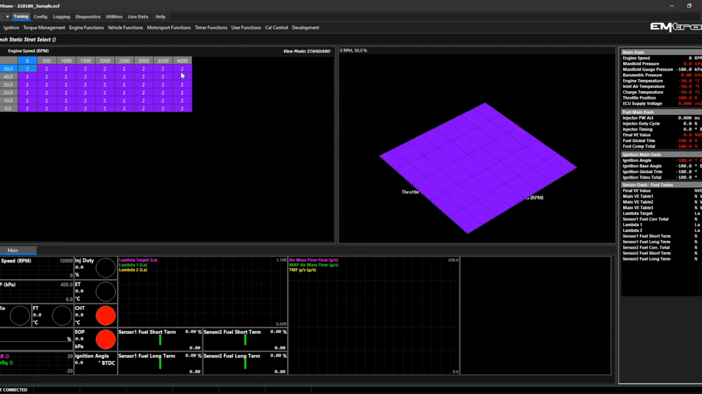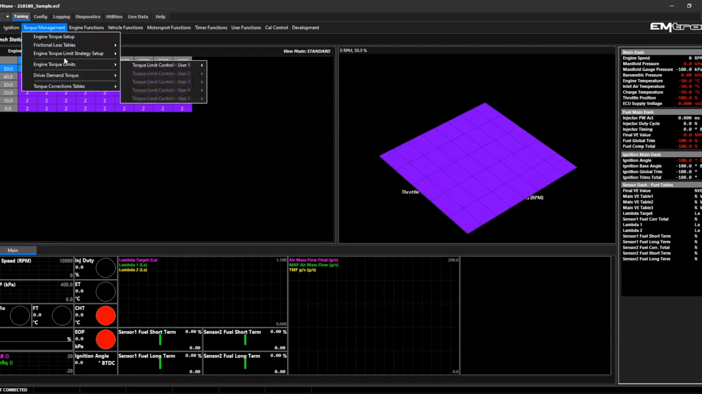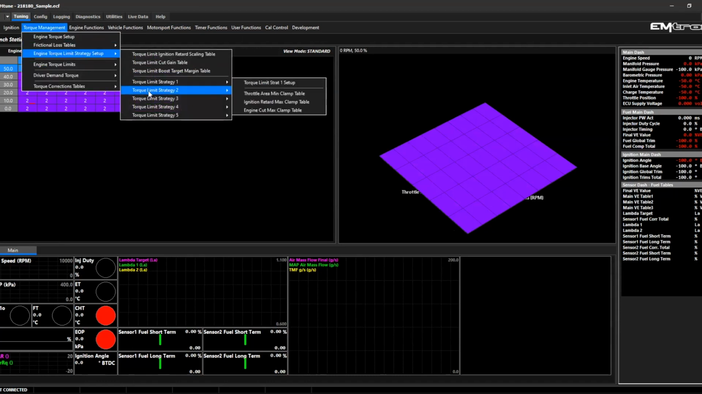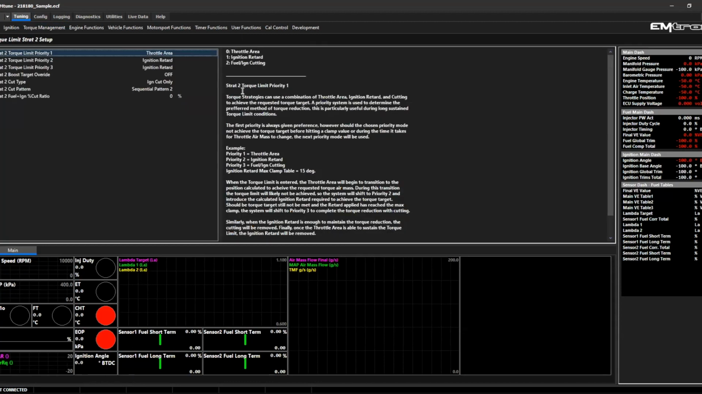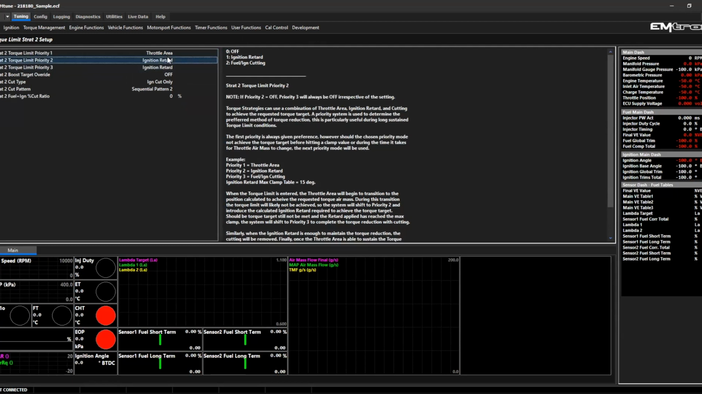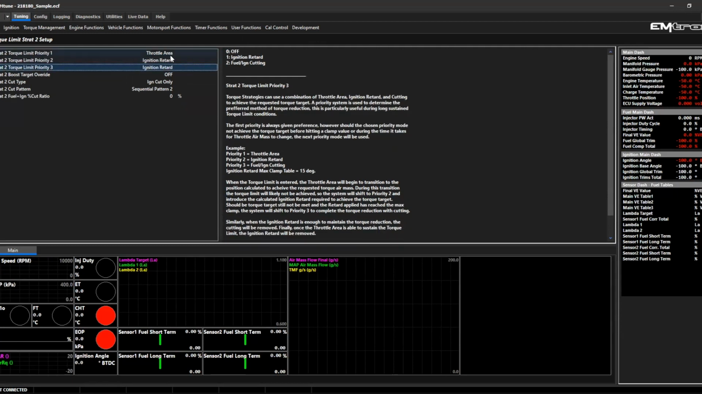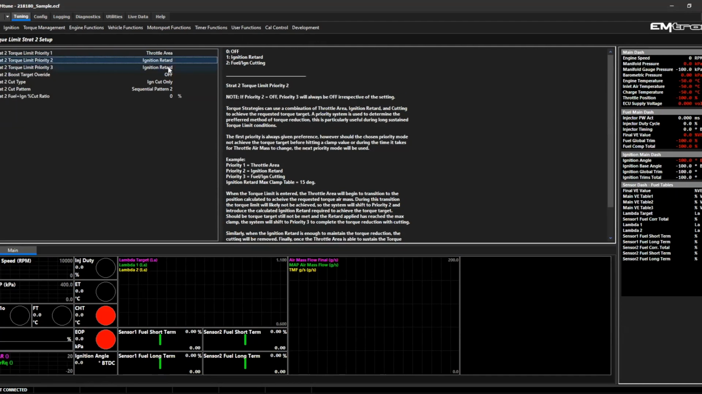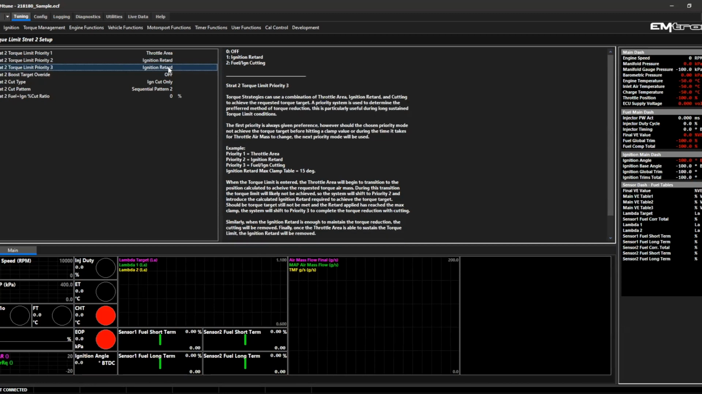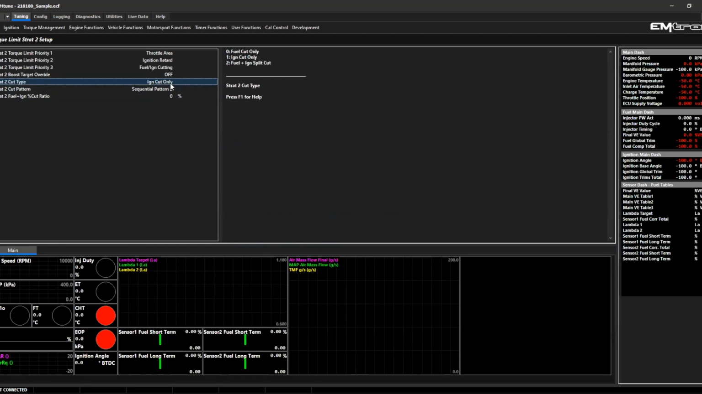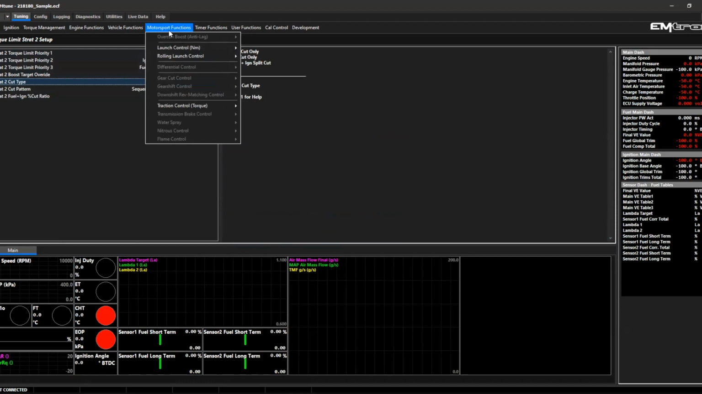So what's strategy 2? We've set up strategy 2 already, torque limit strategy 2. And this one is using a throttle area and ignition retard. Now, priority 3 of ignition retard is kind of useless, but ultimately this is a throttle and ignition retard strategy. Probably more likely you would set up the cut, ignition only, if you want to really spool the turbo pretty hard.